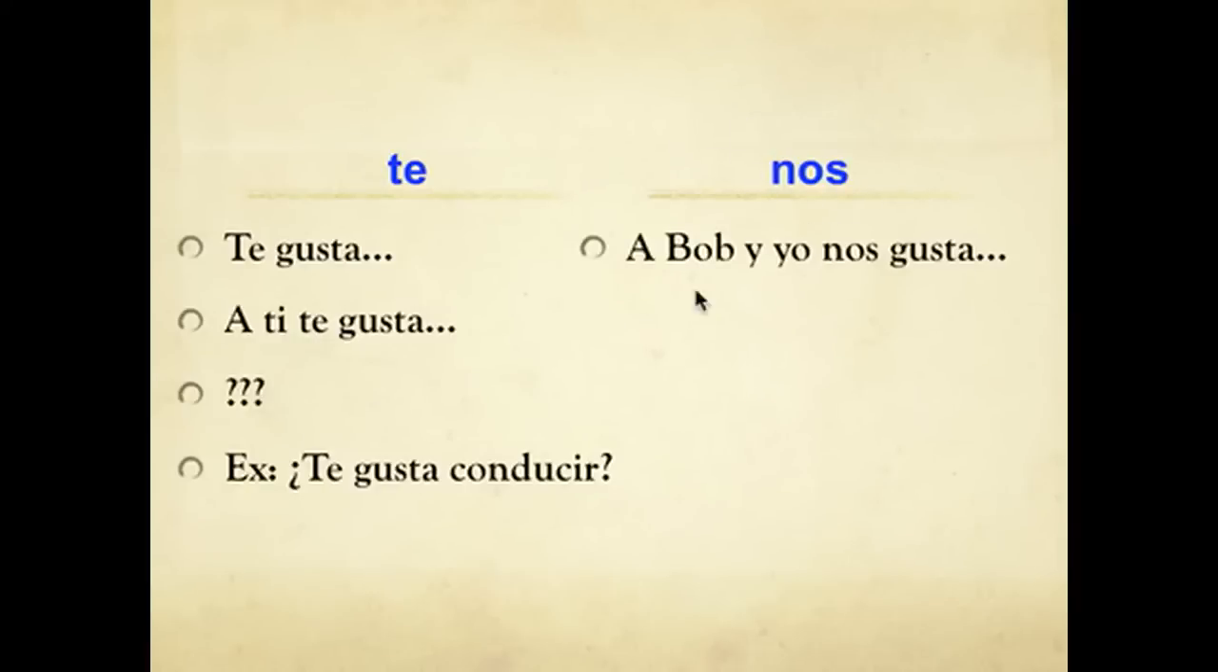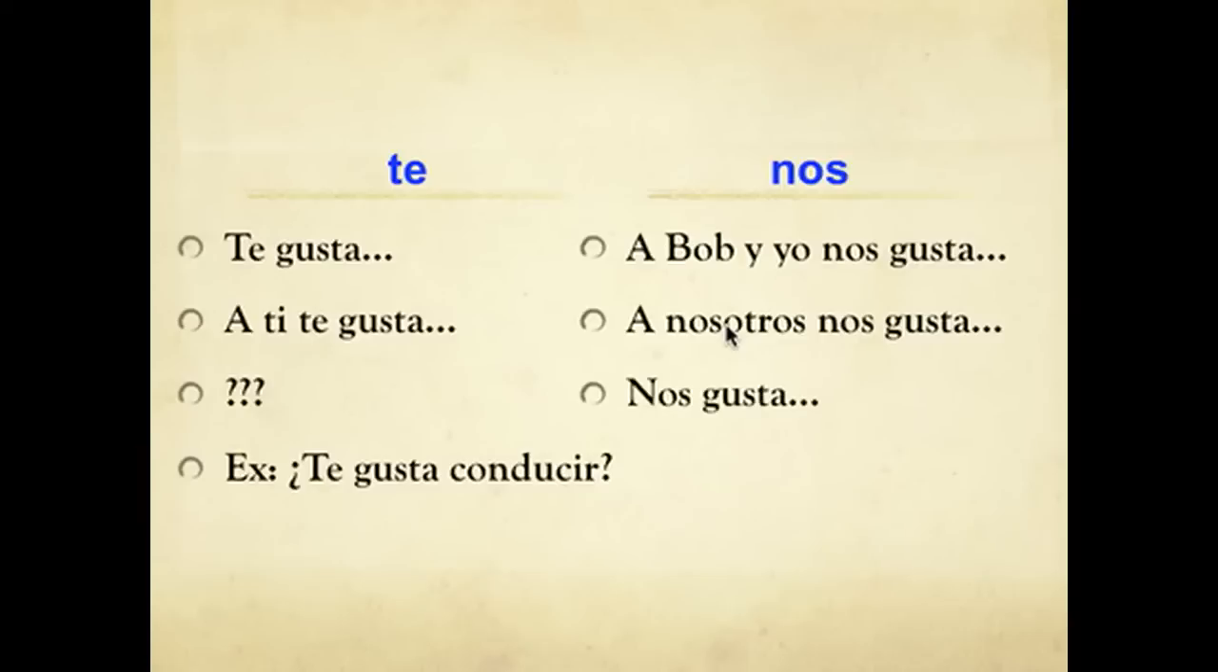All right, nos. A Bob y yo nos gusta. So here we're clarifying who is with me. To Bob and I, such and such is pleasing to us. So if I kept talking about Bob and I, I can shorten it to either, well, it's not really shortened, but I could add the pronoun a nosotros nos gusta, or shorten it to nos gusta. But for nosotros also you'll usually have to clarify because it's not just you, it's you and who else. So make sure you clarify at the beginning.